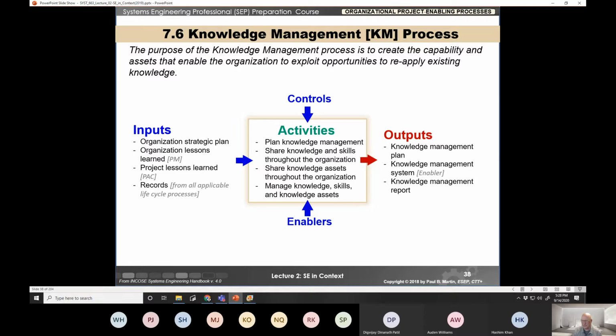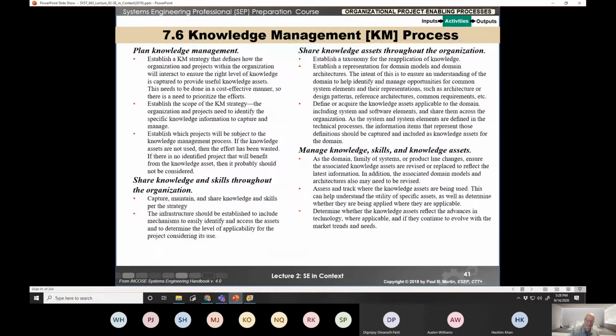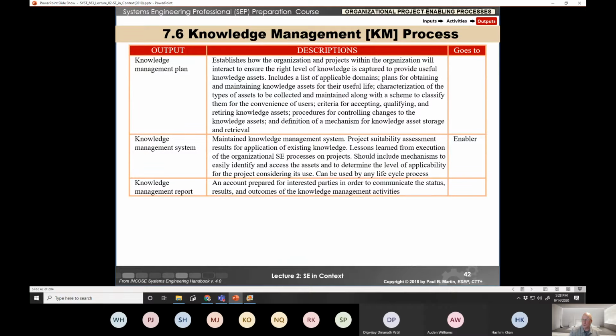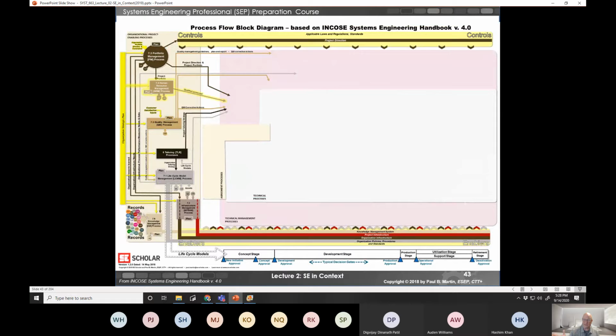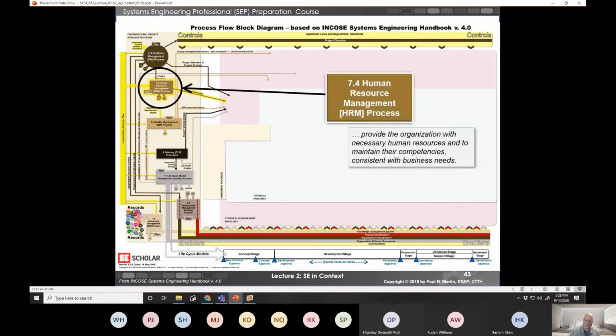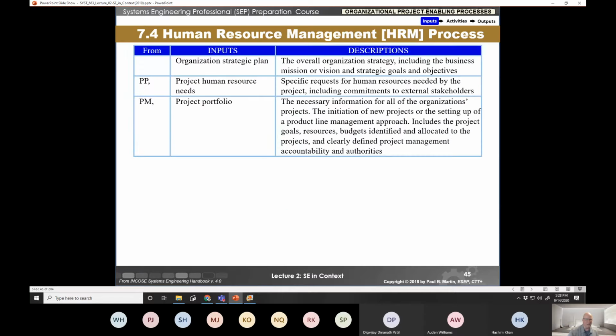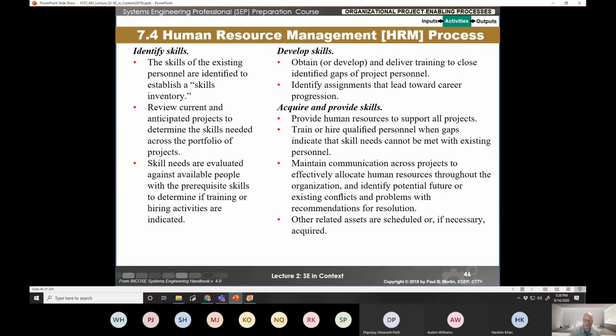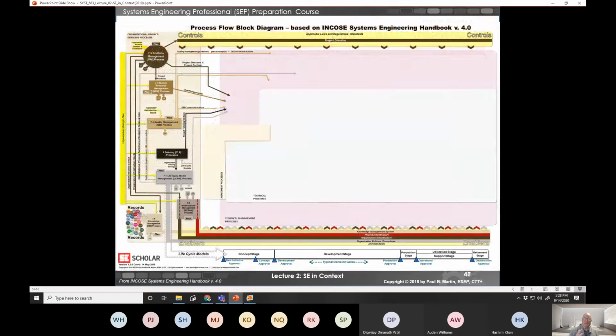All right, knowledge management. You're trying to capture those lessons learned in order to improve your process as well as to be able to repeat the processes so that you can redo and create the systems that you've created in the past. Human resource management is exactly what it says. It does human resources. Make sure you have the people that do the processes in place.